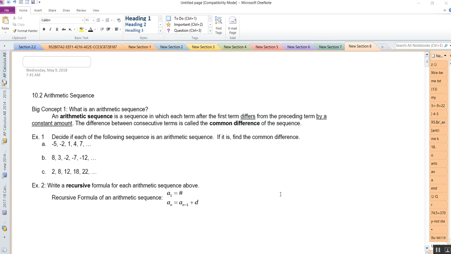Welcome to a video on section 10.2 regarding arithmetic sequences. We'll also combine this video with section 10.3 regarding geometric sequences. So first off, what is an arithmetic sequence?